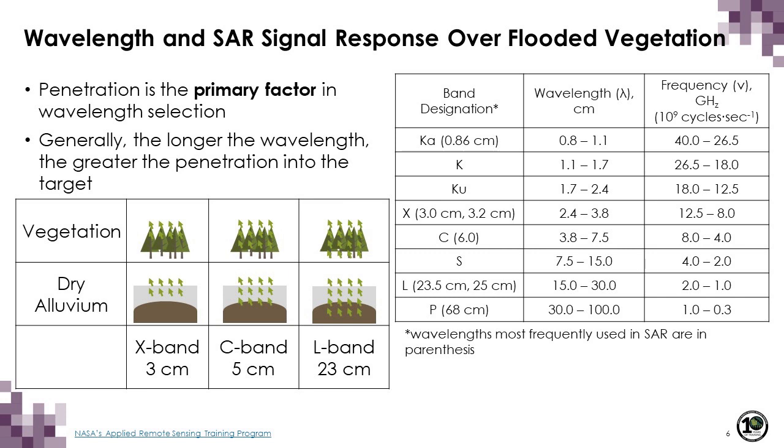Some other studies have demonstrated the ability of X-band to map flooded vegetation in wetlands, in flooded marshland, and in olive groves. So in summary, L-band is better suited for dense vegetation, but shorter wavelengths might give you reasonable results, especially if there are many gaps in the vegetation. So the shorter wavelengths are better suited for low density vegetation.